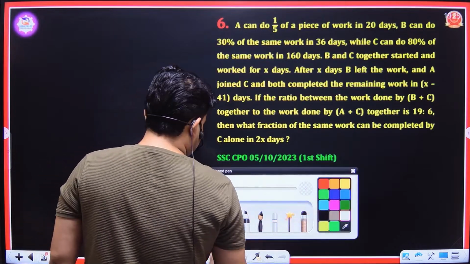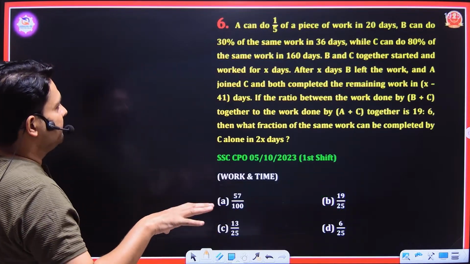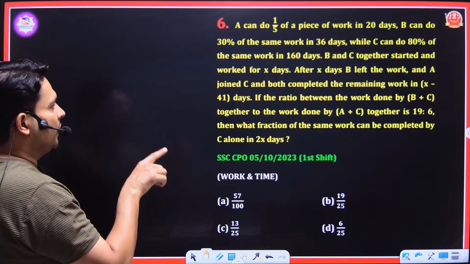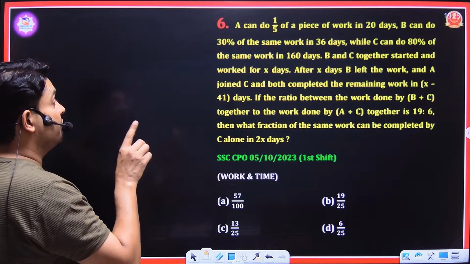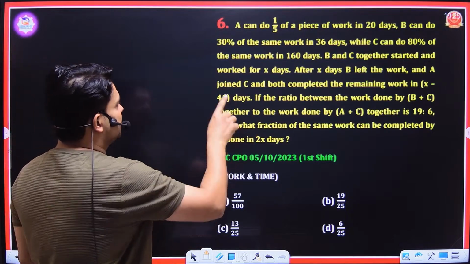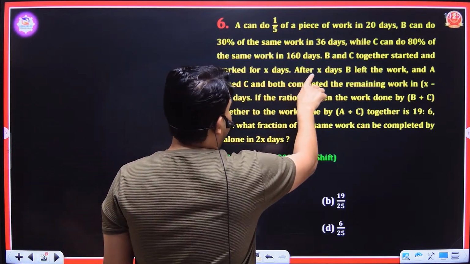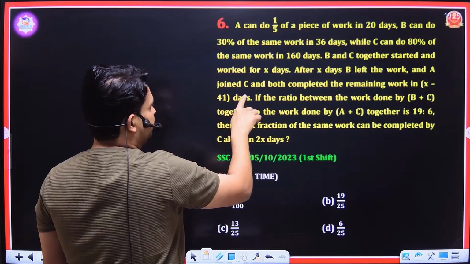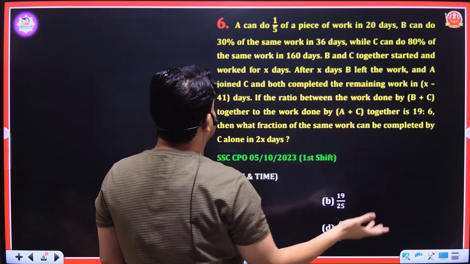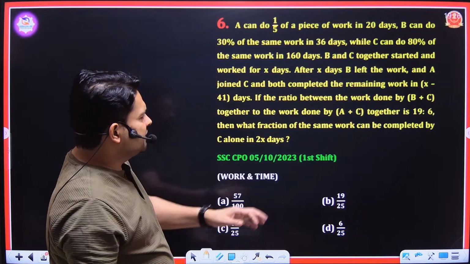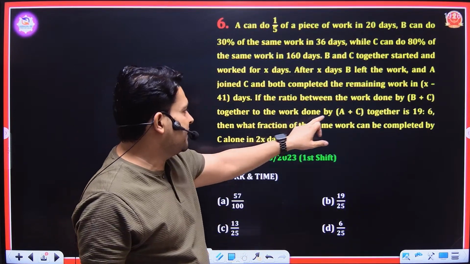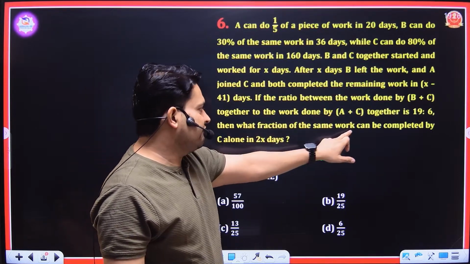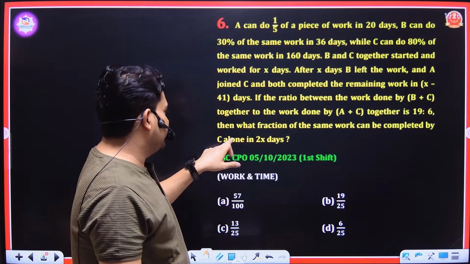See, the question is, A can do 1/5 of a piece of work in 20 days, B can do 30% of the same work in 36 days, while C can do 80% of the same work in 160 days. B plus C together started and worked for X days. After X days, B left the work and A joined C, and both completed the remaining work in X minus 41 days. If the ratio between the work done by B plus C together to the work done by A plus C together is 19:66, then what fraction of the same work can be completed by C alone in 2x days?